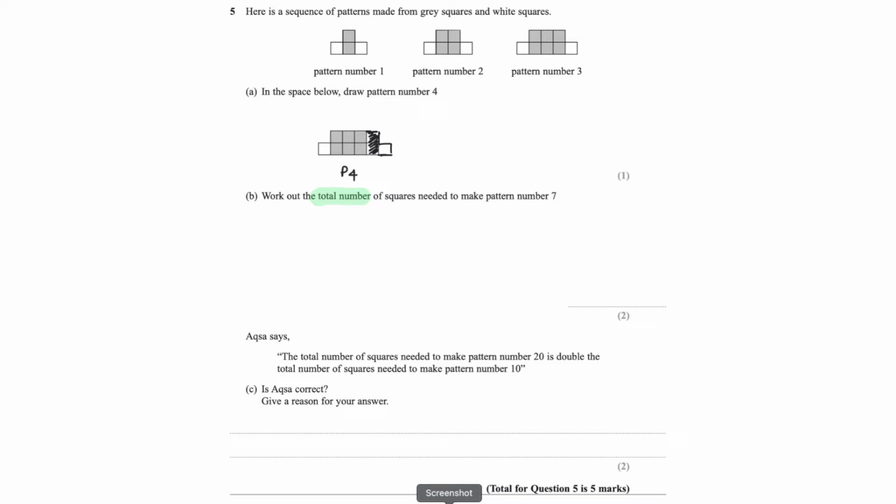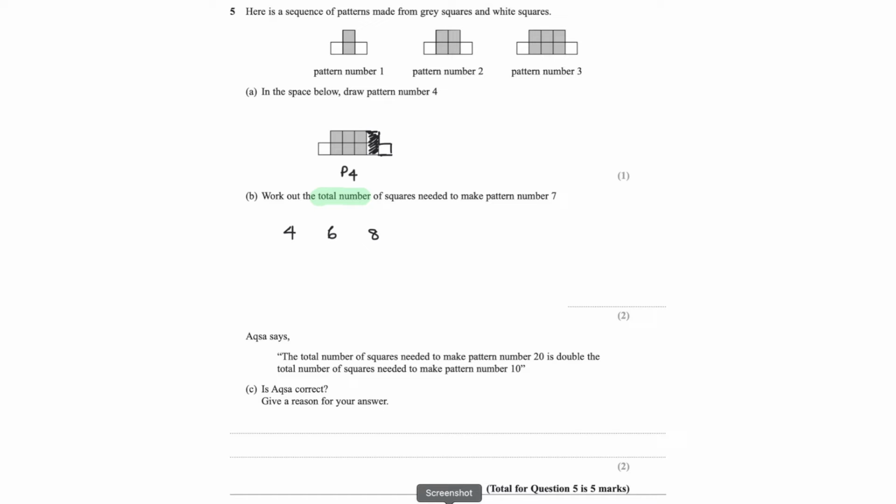So on the first one, I have got 4 squares on the first pattern, so there's 4. On the second one, I've got 4 add 2, so that's going to be 6 squares. On the next one, I have got 6 add 2, that's going to be 8 squares. So you can see a pattern happening here. This is increasing by 2 every time. And this is pattern number 1.